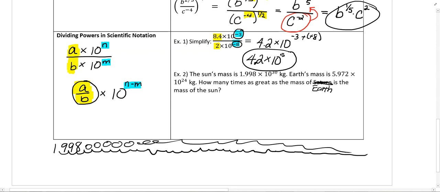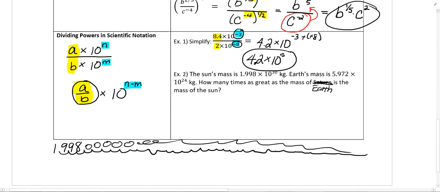how many times as great as the mass of the Earth is the mass of the sun. Okay, so the Earth is really big too. It would be 5.972 times 10 to the 24th. So you would move 24 times instead of 30. Still pretty big.